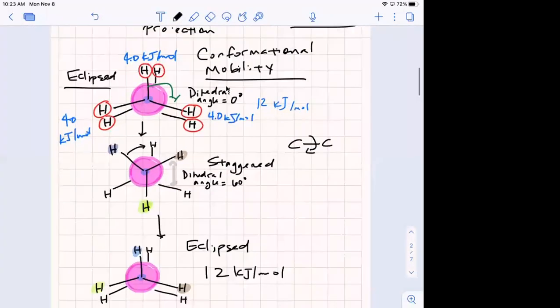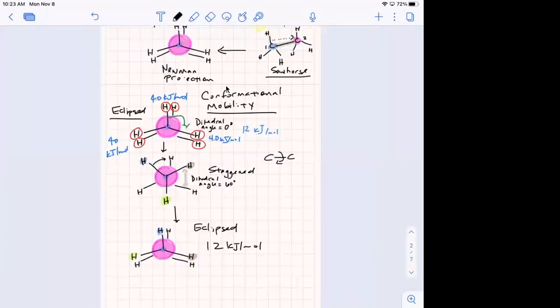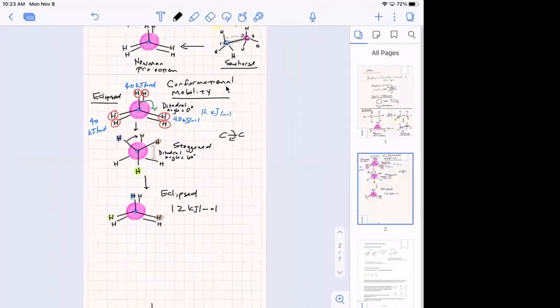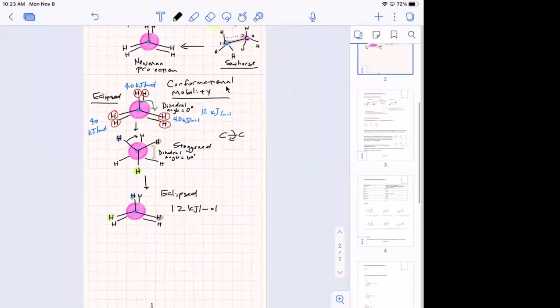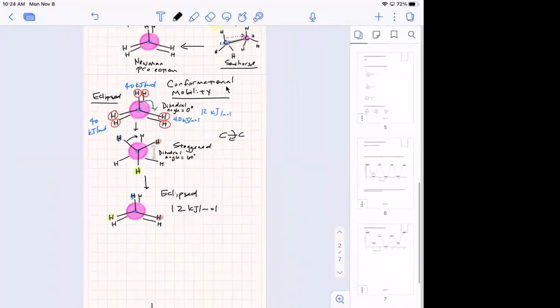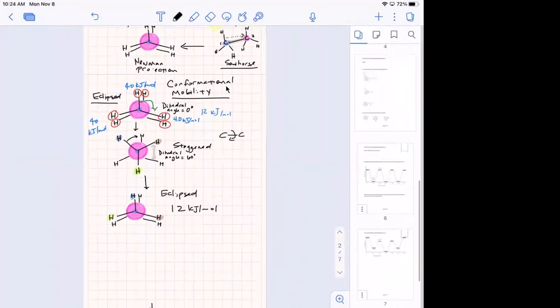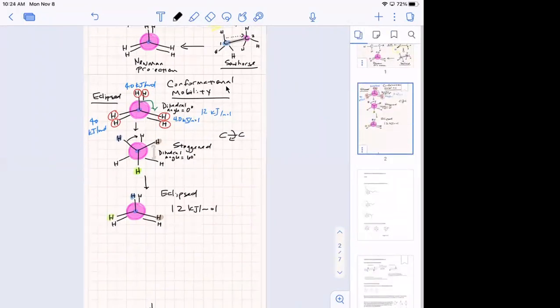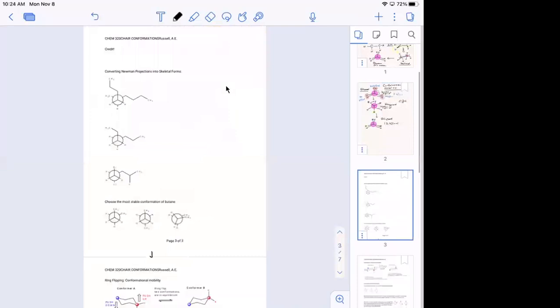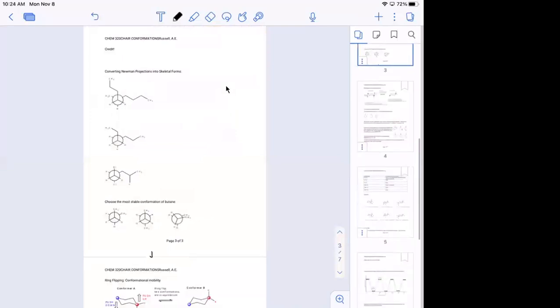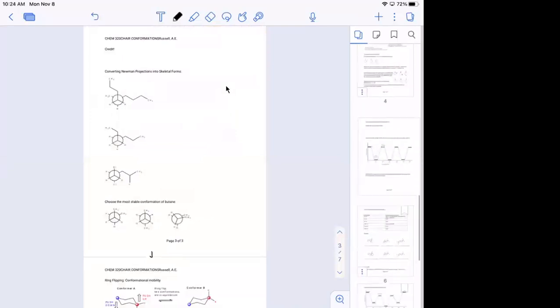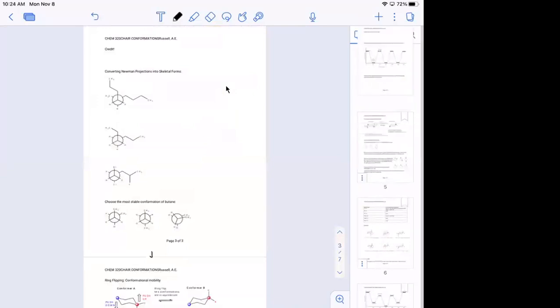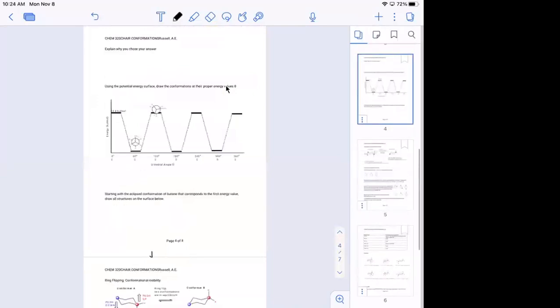I have a question. Go ahead. Well, never mind. Hold on. Wait. You said you rotated clockwise. Mm-hmm. Oh, I see it. Okay.